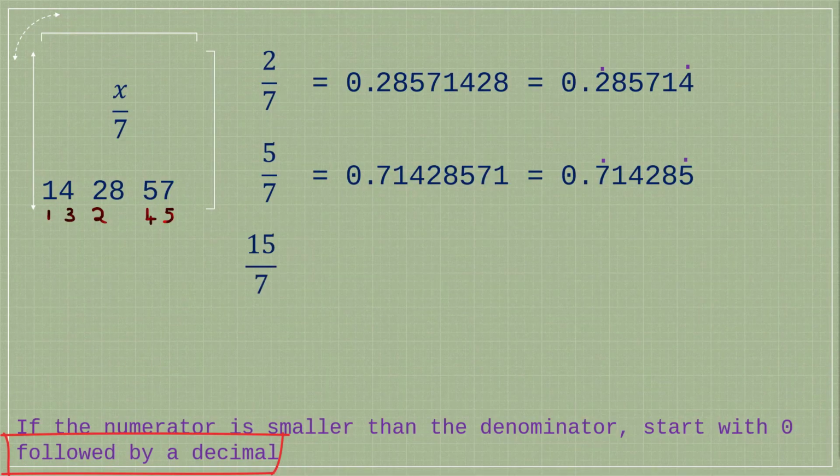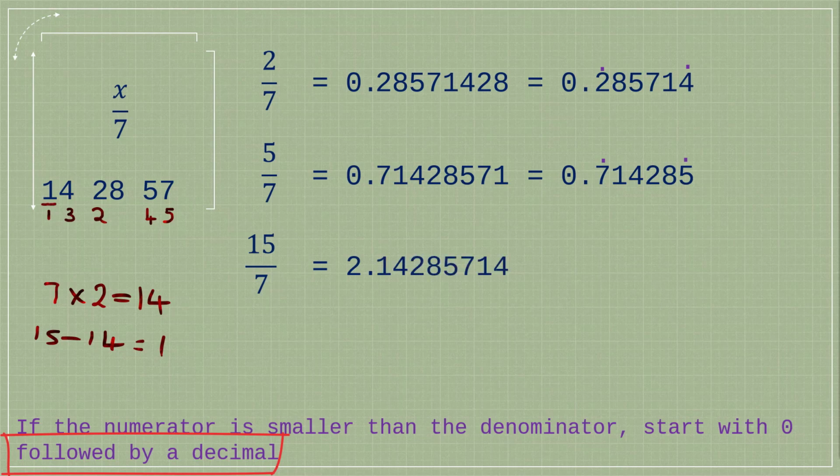15 over 7. 7 goes into 15 2 times. 7 times 2 is 14, and you have 1 remainder. Since the remainder is 1, the recurring sequence will start with the smallest digit. The smallest digit is also 1, so the sequence will go as 1, 4, 2, 8, 5, 7, and so on.